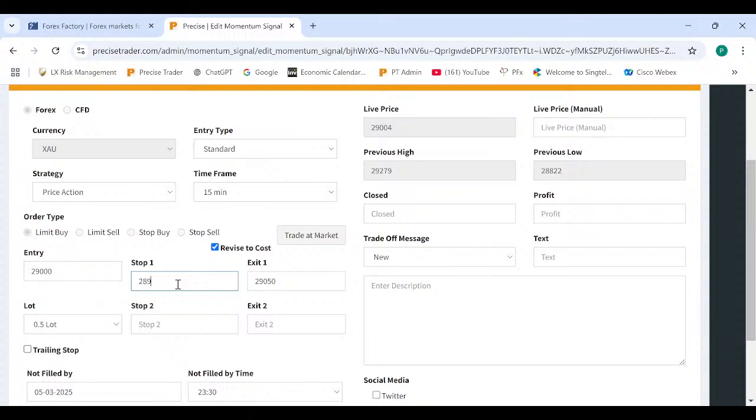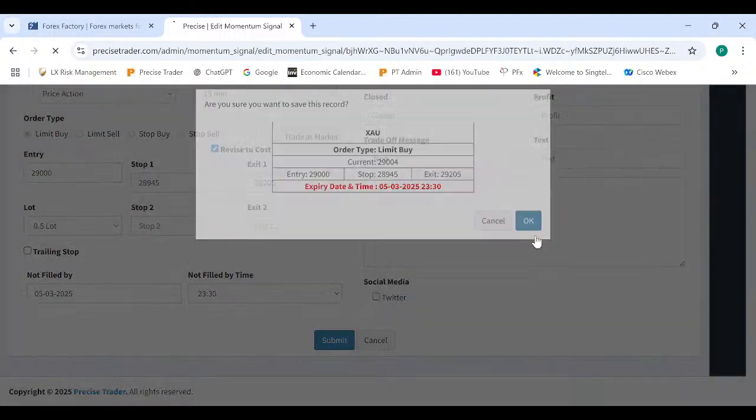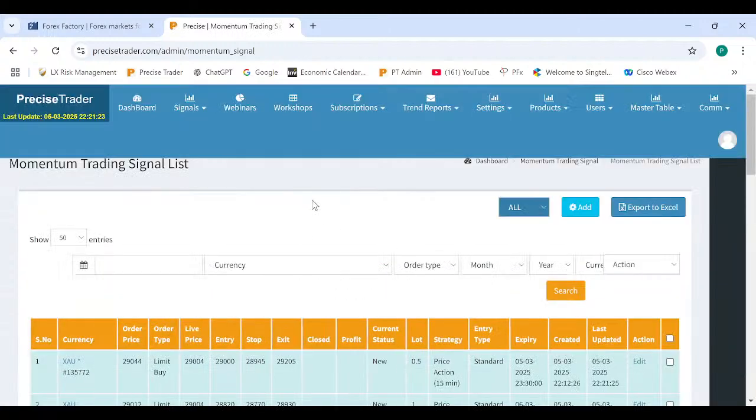Then the stop we have to put at 2894 half, and this one we will put at 20 half. No change on the TP.